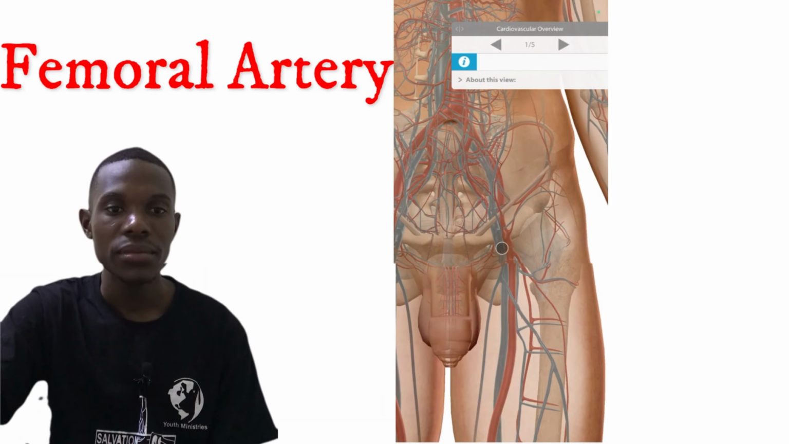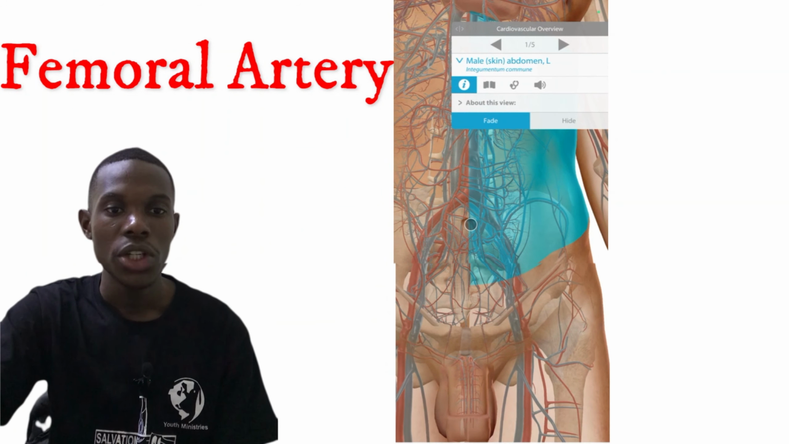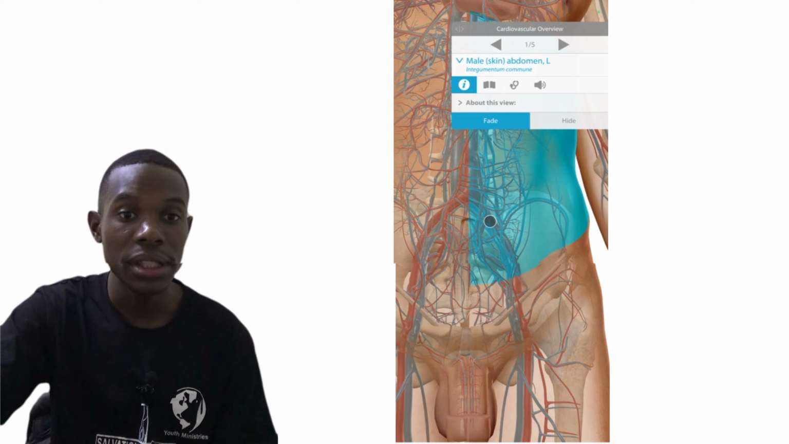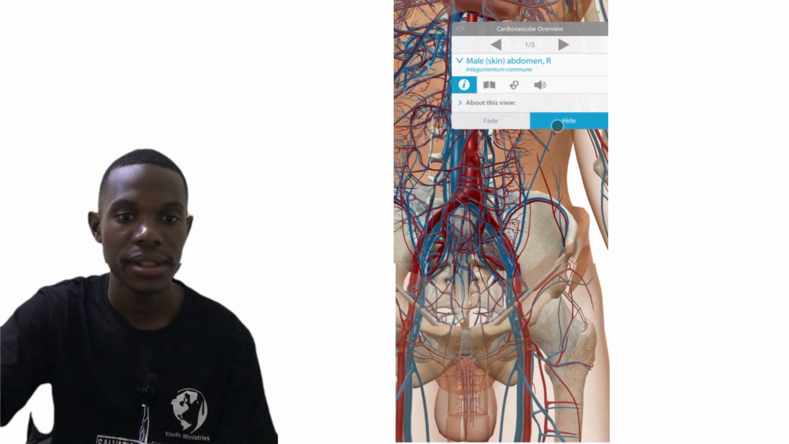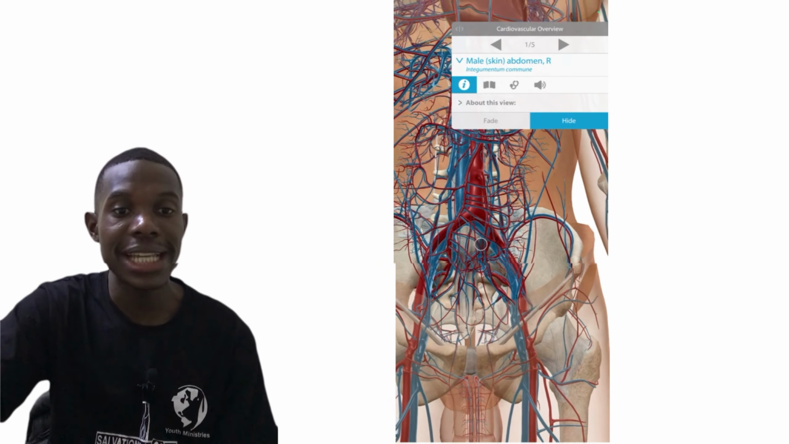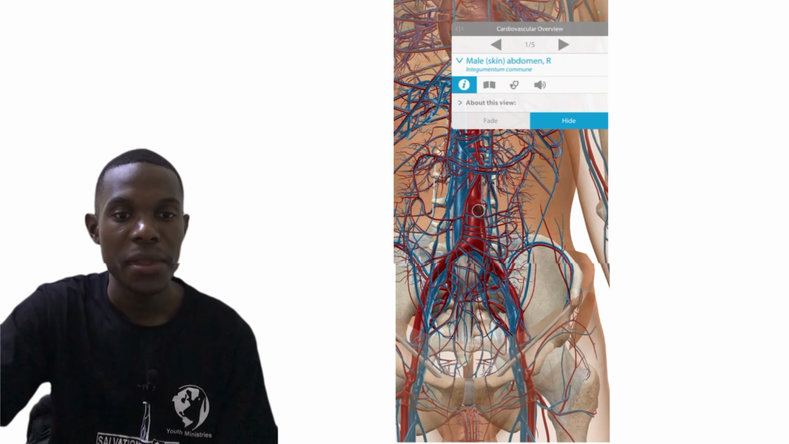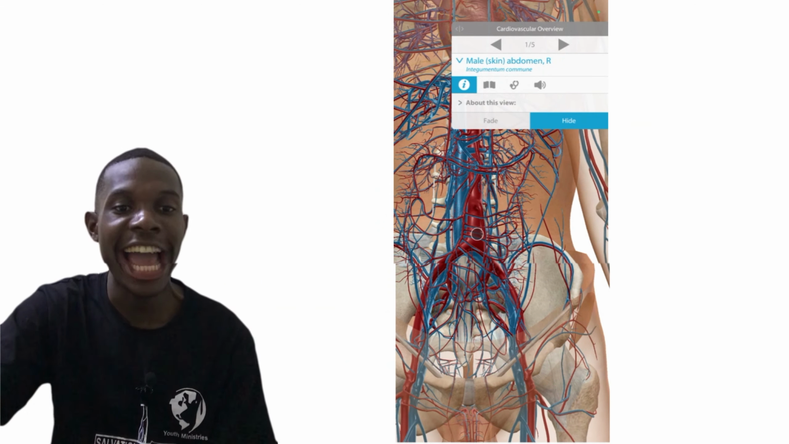Let's start from, so this is your abdomen, right? This is your skin. Let's hide the skin. Right. So you're going to discover that this is your descending aorta.